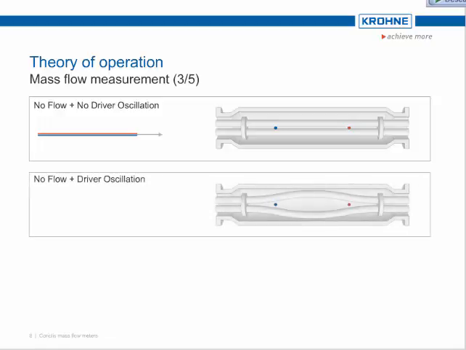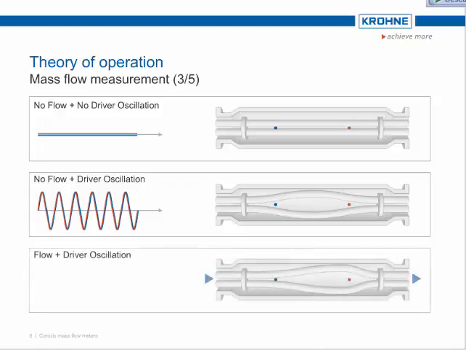When there is no flow and the driver is running, the two sensors measure the same tube deflections at each end of the tube at the same time. However, when the flow is greater than 0, the inertia of the fluid mass tends to flatten the curve of the tube on the incoming side and push the tube outwards at the outgoing end.